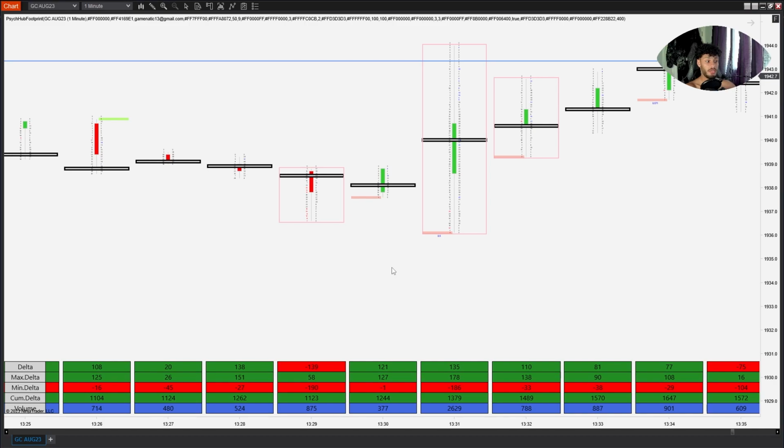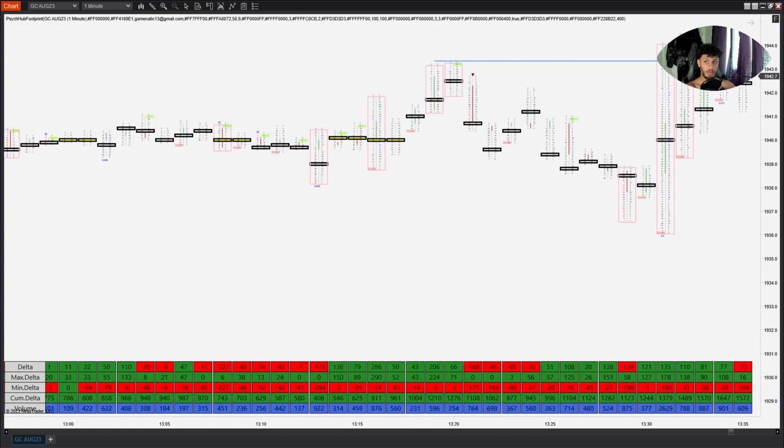Remember, effort is result. If you have a small seller's trap, most likely a small move. Big seller's trap, big move. It all depends on the volume as well. That is pretty much it, guys. That was the setup. Beautiful, beautiful setup.